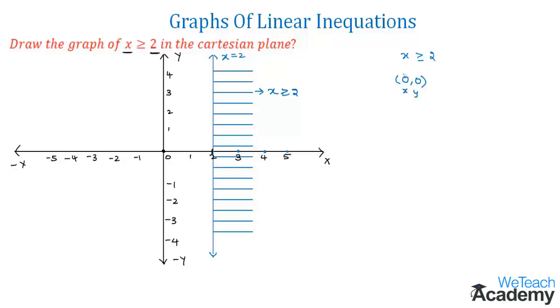And now let us substitute the x coordinate, which is nothing but 0, in the inequation x greater than or equal to 2. So on substituting we get 0 is greater than or equal to 2, and we know that 0 is not greater than 2. So it becomes a false statement. So as it is a false statement, we can say that the origin does not lie in the region. So by this, we can shade the region which is opposite to the origin.